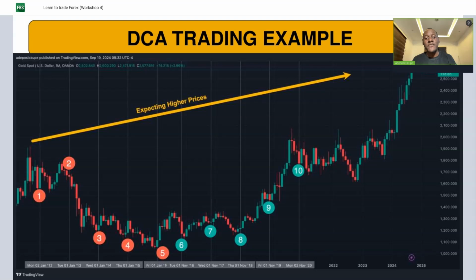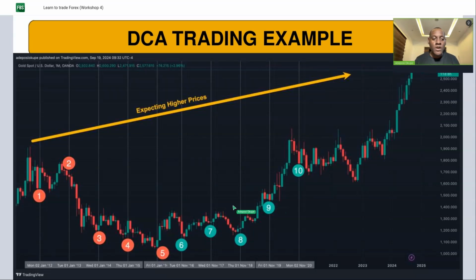But if you are dollar cost averaging, you know, for example, that the price is going to go up over time. So what you do in the 6th month, you buy again, regardless of the price. In the 7th month, you buy. In the 8th month, you buy. But you can see that the price is inching higher over time.